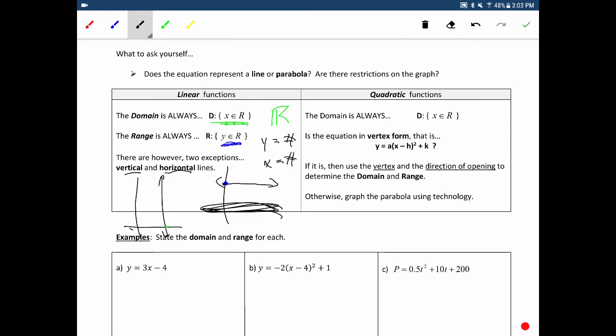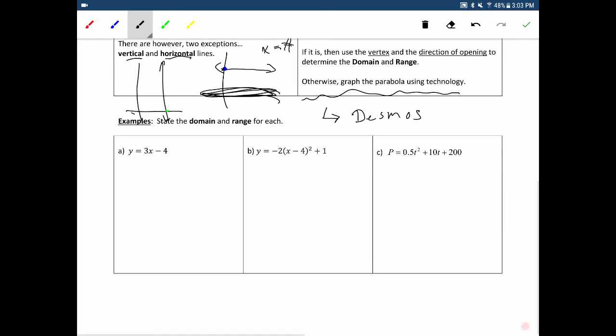The other thing that we can do is graph using technology. If you're doing homework or something and you want to quickly graph it, the best way to do it is to just go to Desmos, which is a website. You can just type in any equation and it will graph it for you. So that's a great way to do it, okay? So let's just take a look here at some examples.